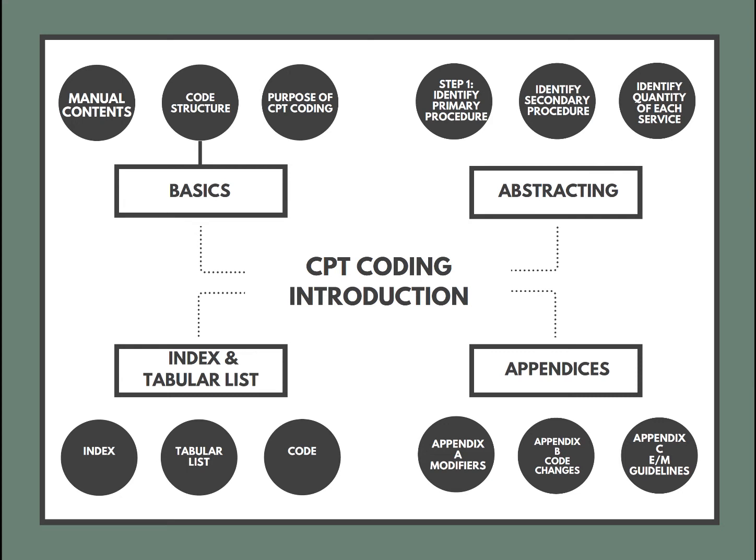Category 3 codes are temporary codes used for data collection and for tracking the use of emerging technology, services, and procedures. And those also consist of 4 numbers, however, they are followed by the letter T at the end. So for example, 0163T describes a procedure involving a total disc arthroplasty.